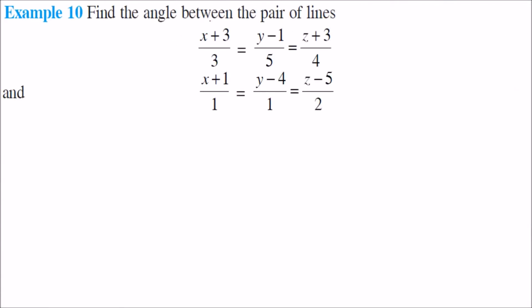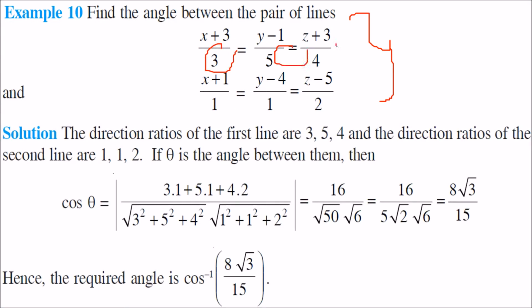If you have to find the angle between a pair of lines when the Cartesian form is given, then here we'll take 3, 5, 4 and 1, 1, 2. These are the direction ratios.